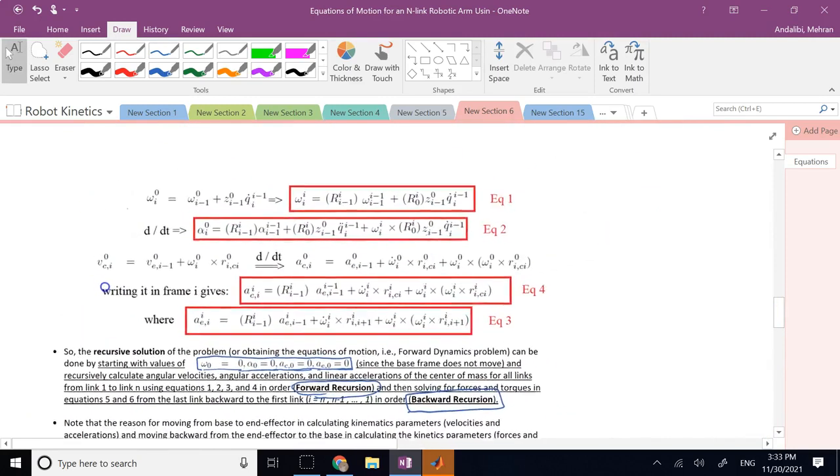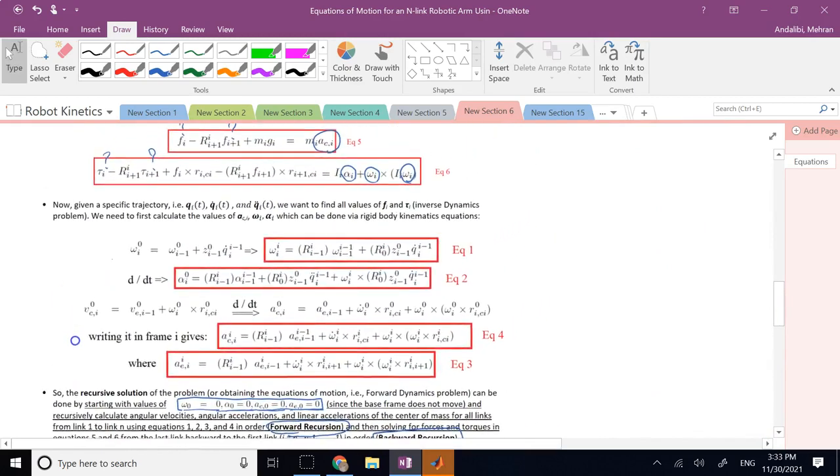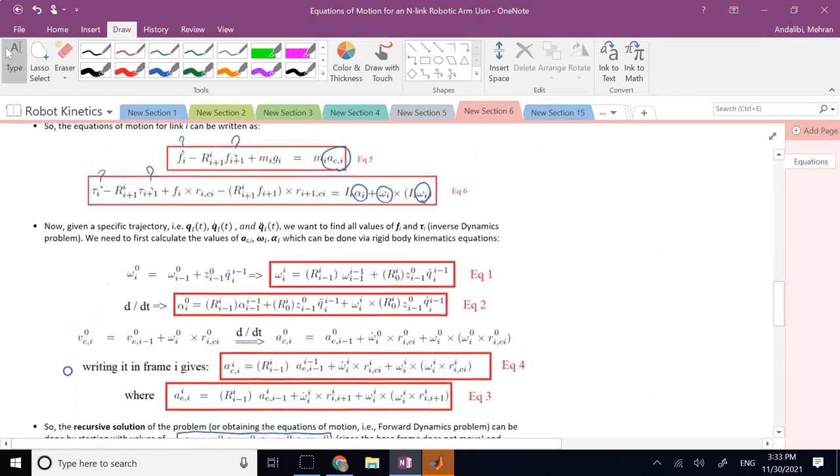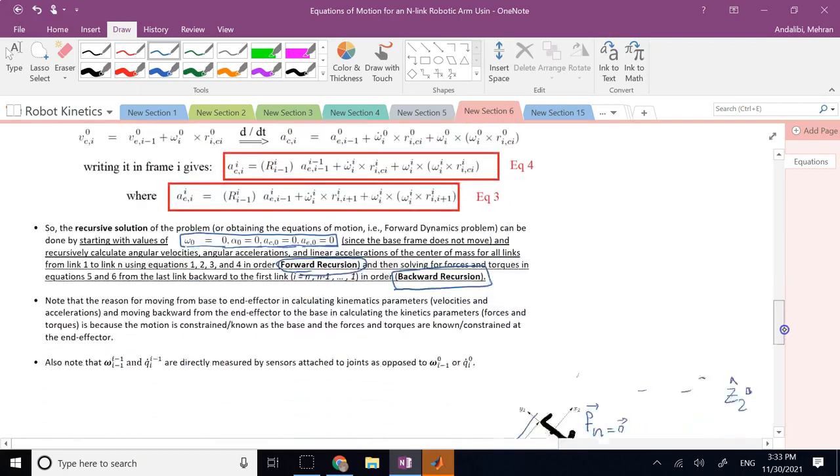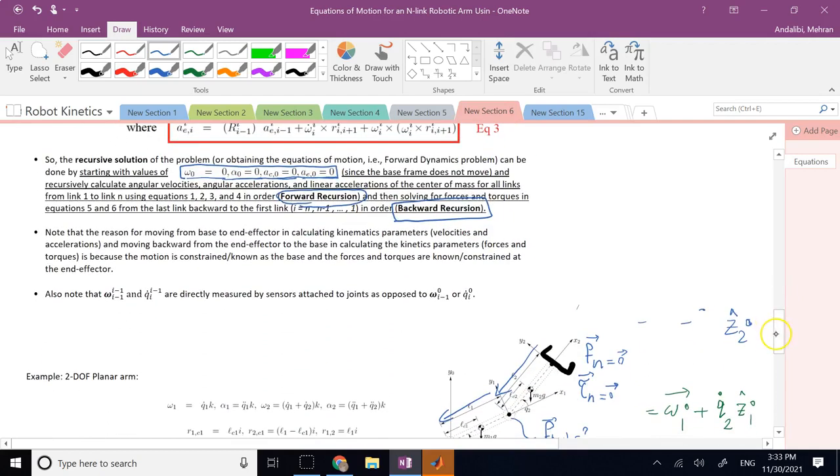So in general, solving for equations of motion and the reaction forces and torques in a robot using the Newton-Euler equations needs applying equations 1 to 6. 1 to 4 are called forward recursion, 5 and 6 are called backward recursion, and they give you enough equations to solve for any type of problem. Whether it's forward dynamics or inverse dynamics, you should be able to solve for anything here.